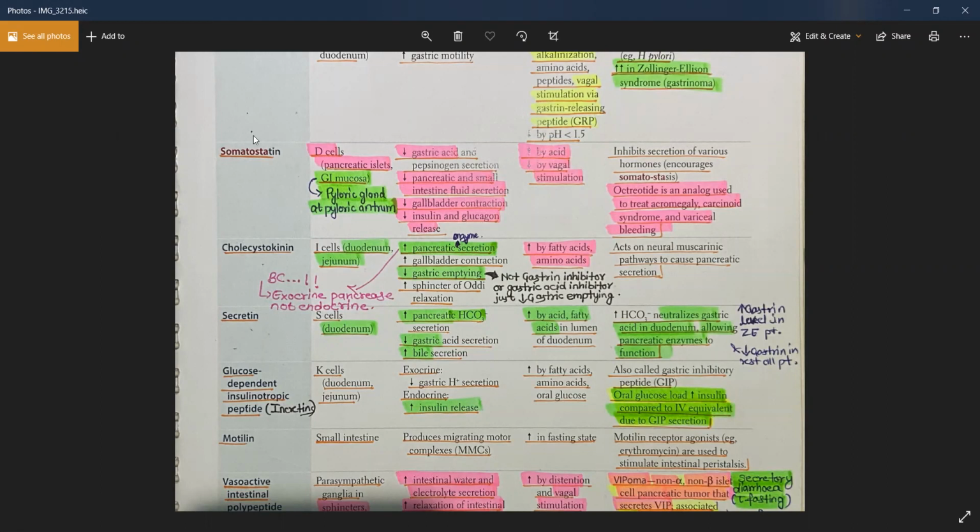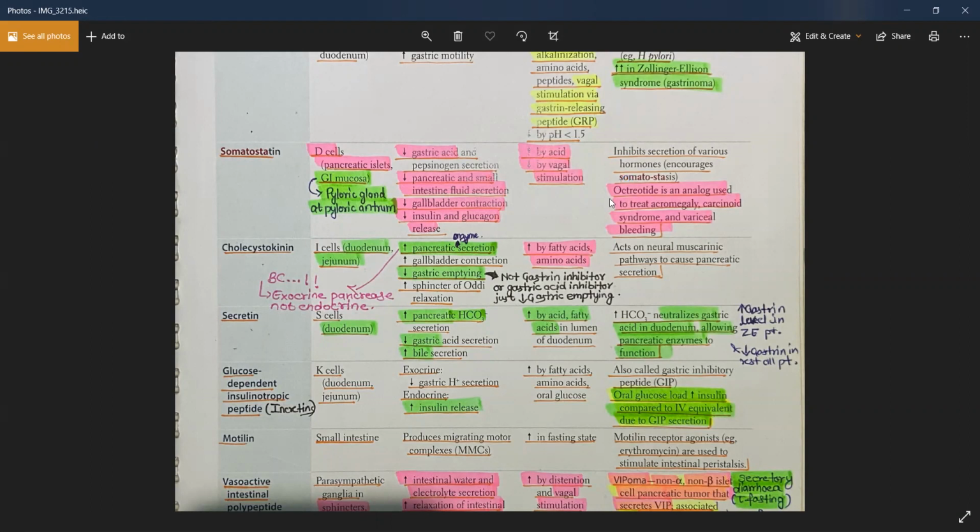Whenever the vagus stimulation is there, that means you need the acid. That means you need to inhibit the somatostatin in order to do that. So by vagus stimulation, somatostatin is inhibited. By increasing the acid, the secretion will be increased. Octreotide is the analog. We have discussed every use of this octreotide, the growth hormone, the acromegaly, right?